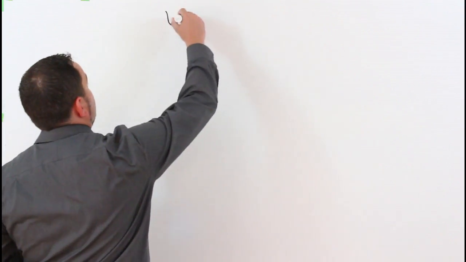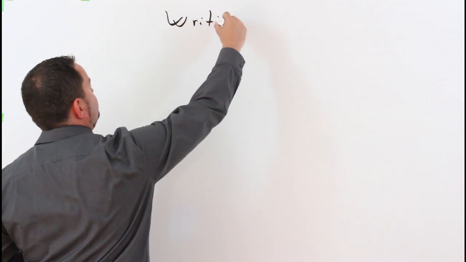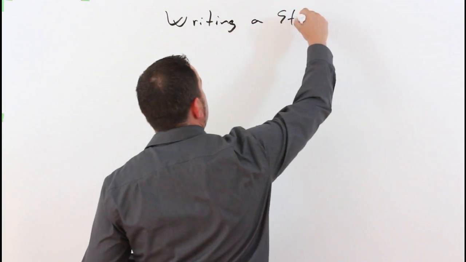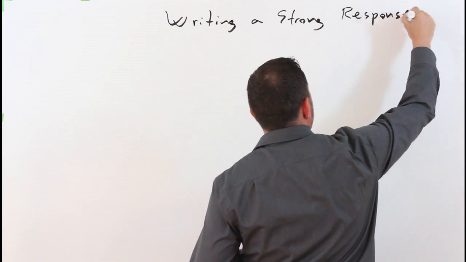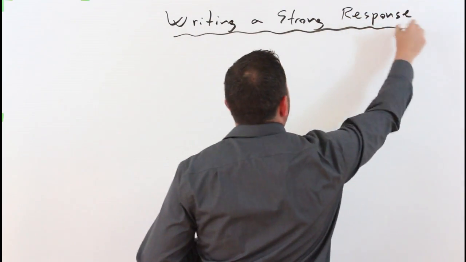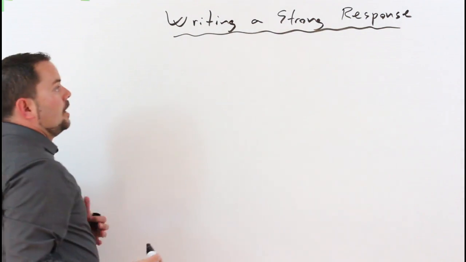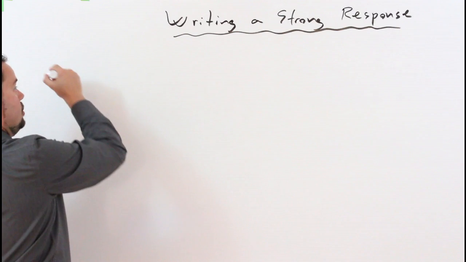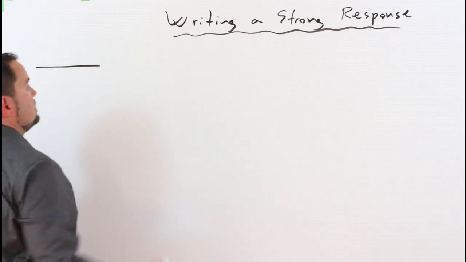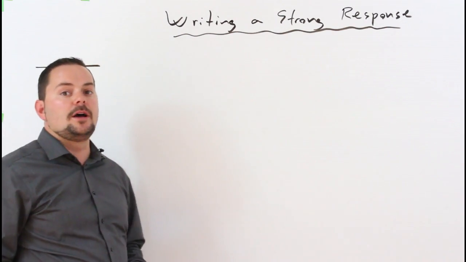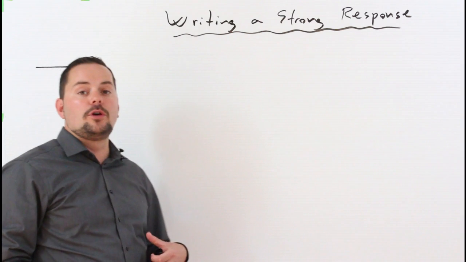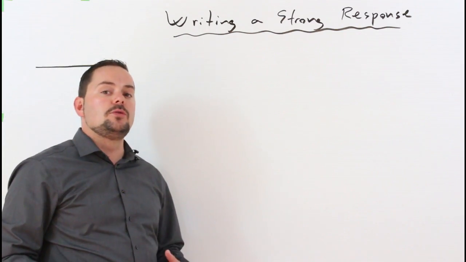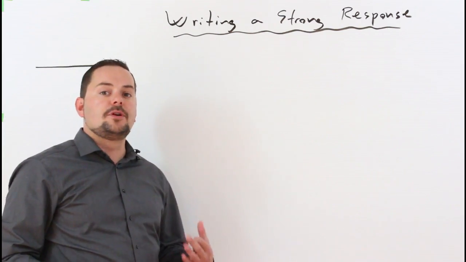So this is writing a strong response. So again, the first part is the description. You need to indent 5 spaces. It is a new paragraph. So let's begin describing it. For the first sentence, just simply use the paraphrase of the question.